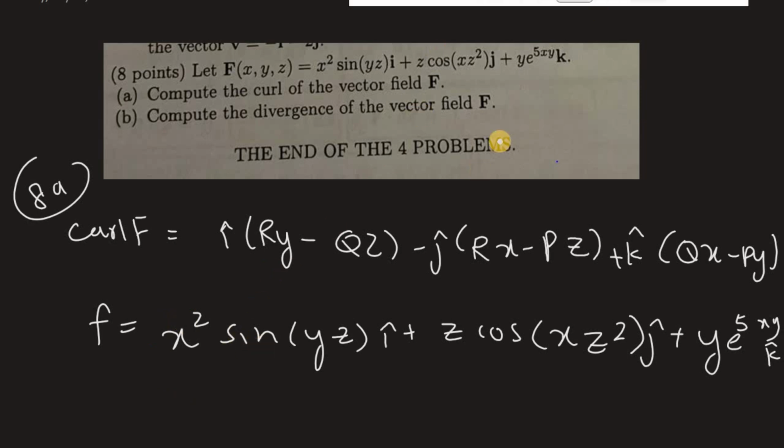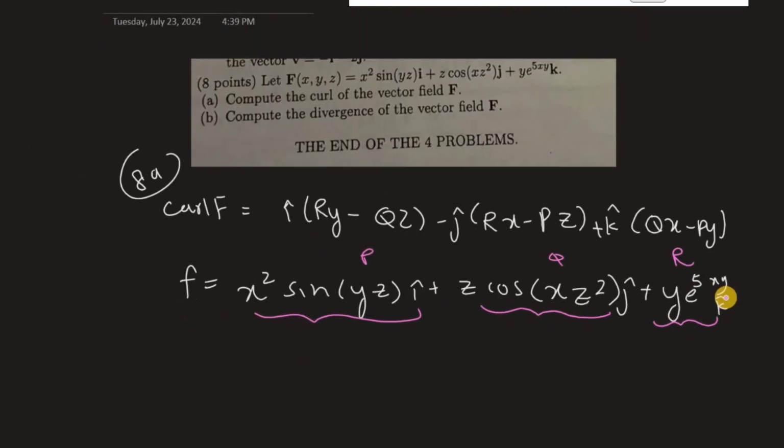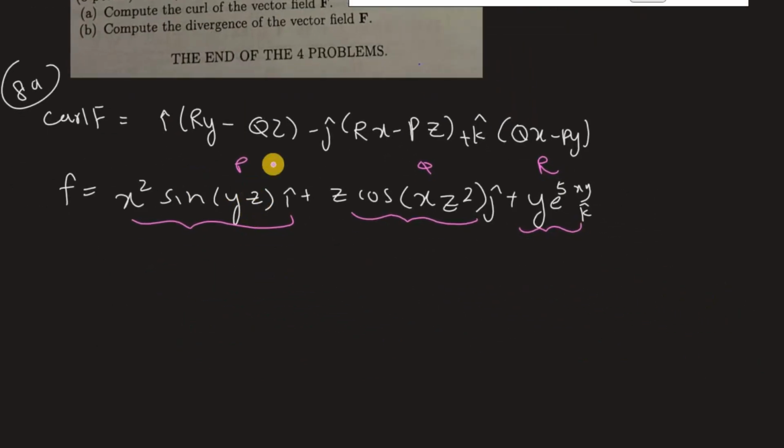So the i hat that you see here is always the P, and the j hat that you see over here is always the Q, and the k hat is always the R. This is how it's represented in the curl. So the i, j, k components are treated as the functions P, Q, R. So this is the function P, and this is how you're going to calculate P sub z and P sub y. First we need R, so let's go ahead and calculate R.